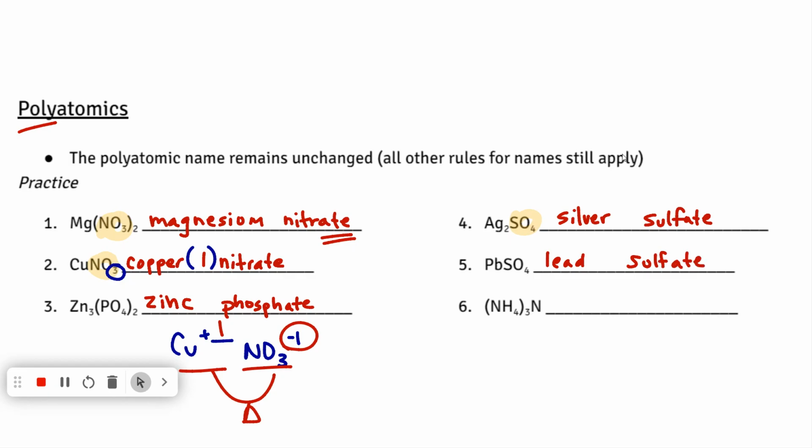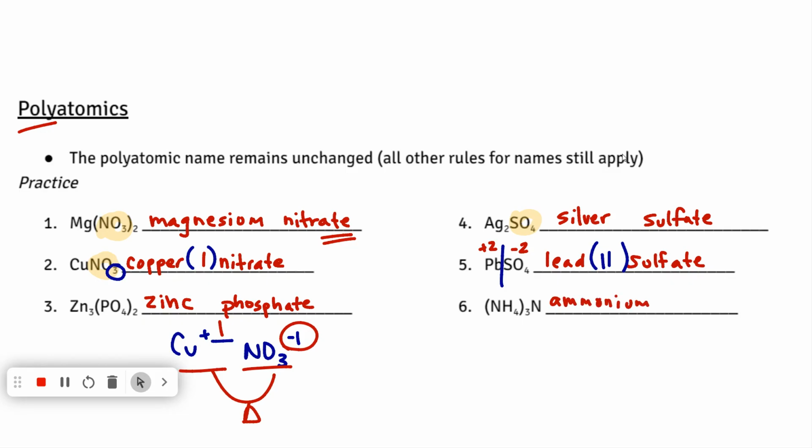Do we need a Roman numeral for our lead? Yes. It's a transition metal. We don't know its charge. So if we think about this charge, and if I don't draw a big fancy scale, I usually just kind of break it up. Sulfate's charge is a -2, so in order to cancel that out, lead has to be a +2.